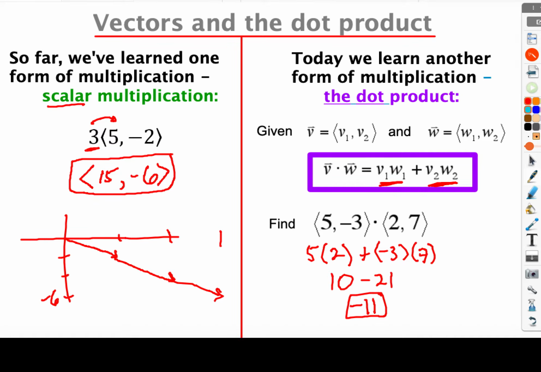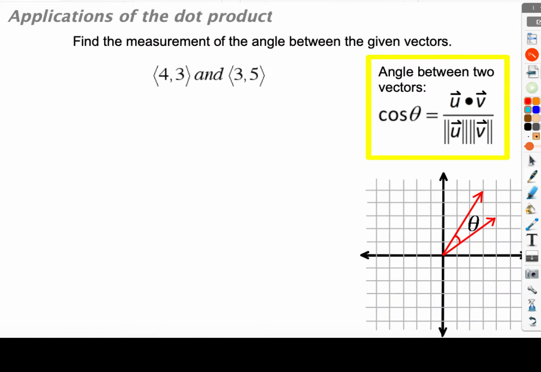Now that's a fairly simple process, as you noticed. So hopefully finding a dot product seems pretty easy. We can use dot products to do a couple of different things, and we'll talk more about the idea of finding the work behind something in a different video. But one of the things we can do fairly simply with a pretty easy formula is find the angle between two vectors. So the measurement of the angle between the given vectors, we want to find theta in our picture down below here.